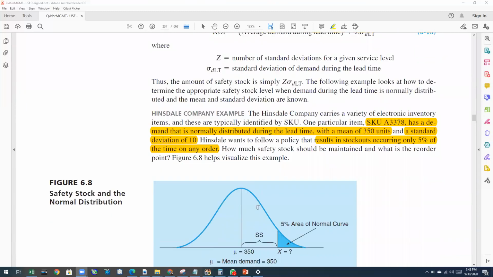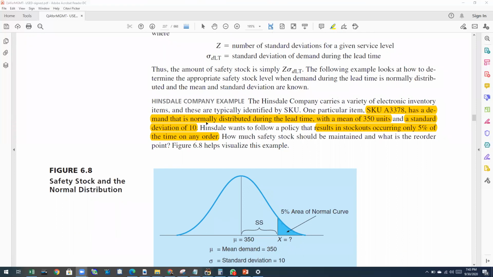I'll give you an example here. Hinsdale Company carries a variety of electronic inventory items, and these are typically identified by SKU. In particular, SKU A3378 has a demand that is normally distributed during lead time with a mean of 350 units and a standard deviation of 10. Hinsdale wants to follow a policy that results in stockouts occurring only 5%.